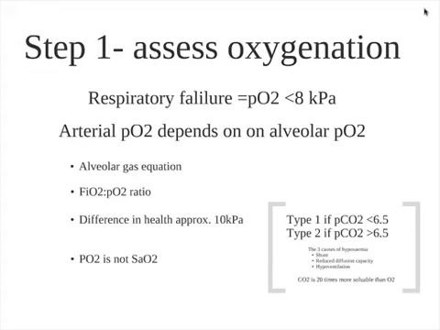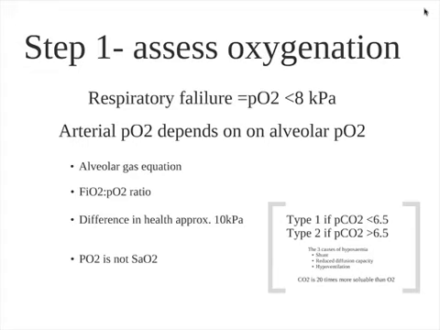Whereas if they're on 15 litres of oxygen via a non-rebreathe mask and their PO2 is still 9, that's more worrying. So always look at that ratio and think about it in context. Is it appropriate for what they're breathing? How sick are they? And the difference, you can work it out in health, is approximately 10 kilopascals.